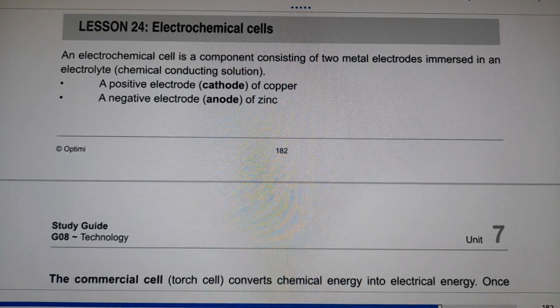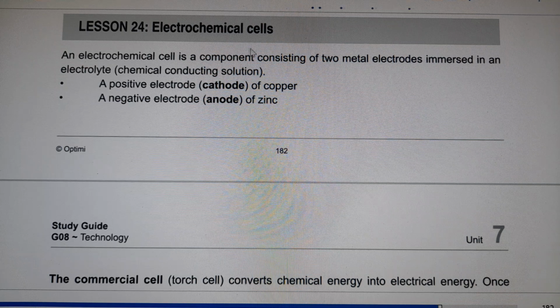The next lesson that we're moving to is lesson number 4. In lesson number 4, we are looking at electrochemical cells. We have already dealt with this as well in Natural Science term 3.